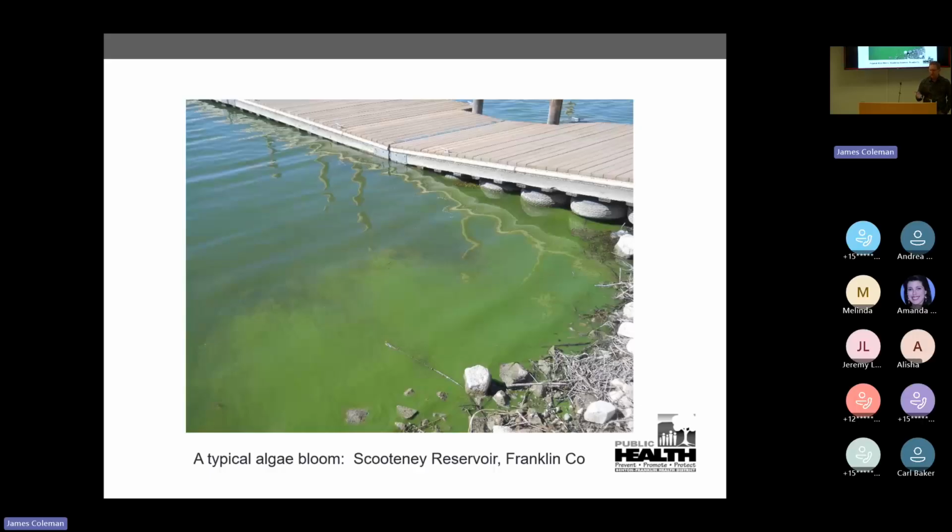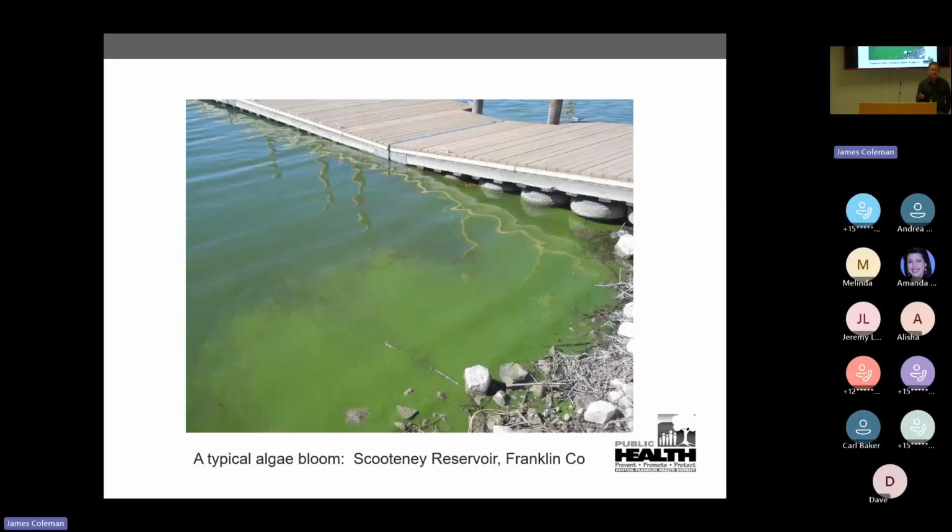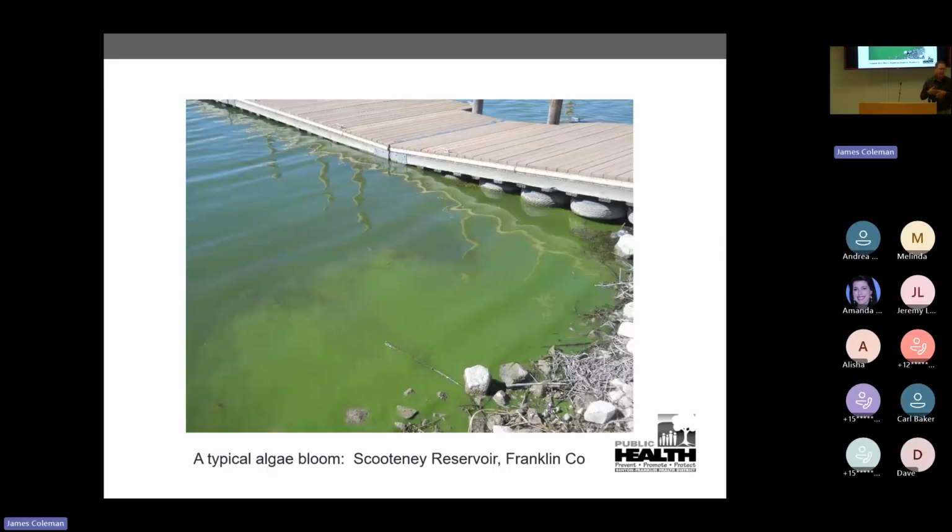So this is a case where the algae has grown so fast and so rapidly that it's kind of overtaking the lake. And in this instance, it could be causing a little harm because at this point, it's probably dying off and decaying and consuming some of the oxygen in the lake. Unfortunately, some of the algae up at Scootney does produce a toxin. I'll get into that a little more in the evening.